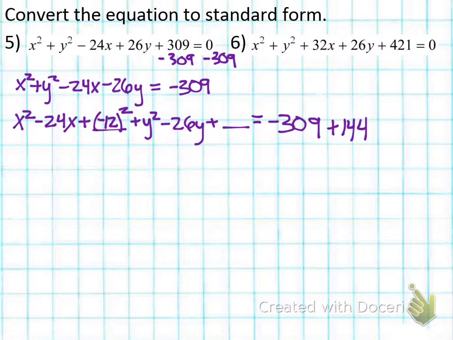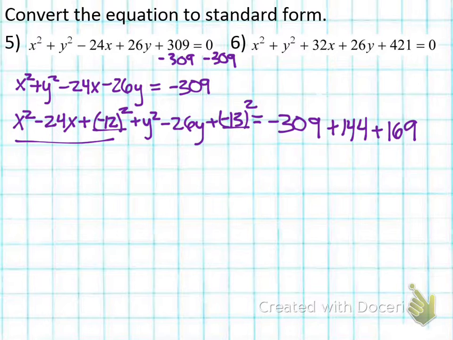And then for my y's, I take half of this number and square it. So that gives me -13 squared. -13 squared is just +169. Since I'm adding it on the left, I want to add it to the right as well to keep my equation balanced. And then I can factor this.